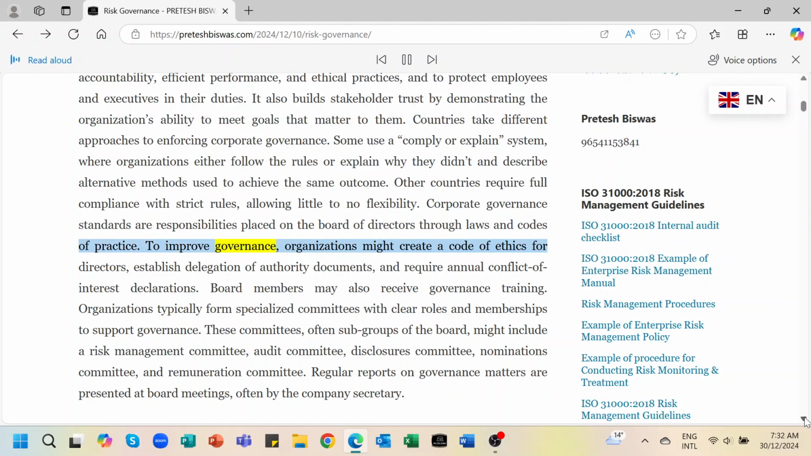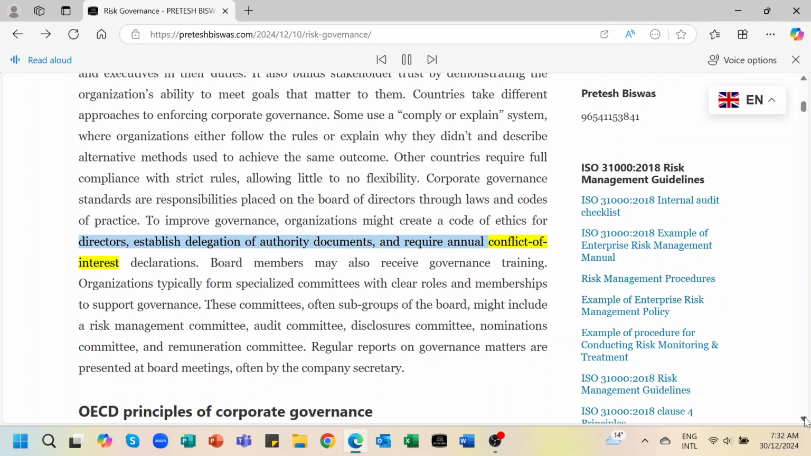To improve governance, organizations might create a code of ethics for directors, establish delegation of authority documents, and require annual conflict of interest declarations. Board members may also receive governance training. Organizations typically form specialized committees with clear roles and memberships to support governance. These committees, often subgroups of the board, might include a risk management committee, audit committee, disclosures committee, nominations committee, and remuneration committee. Regular reports on governance matters are presented at board meetings, often by the company's secretary.